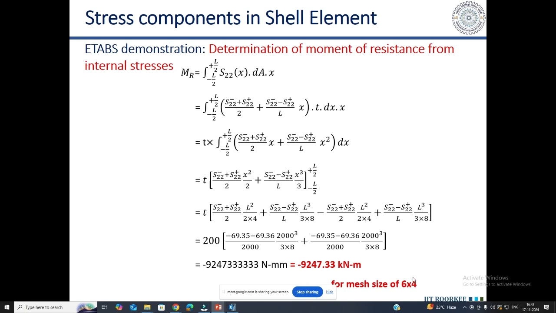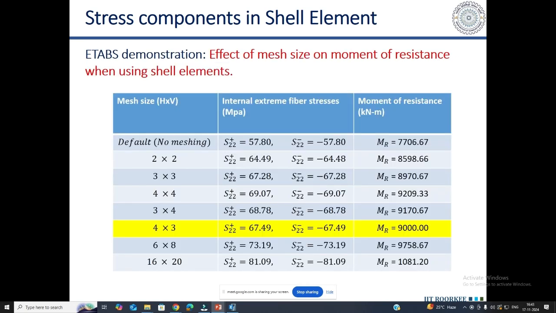Whatever mesh you are using will definitely influence the result we are getting. In this case the 6 by 4 mesh was not giving me the accurate result, because from the geometry and the free body diagram we have seen the correct result is 9000 kilonewton meter. Now see what mesh size will give us the appropriate result. Here I have written this comparison. In the first case, I have used the default meshing.